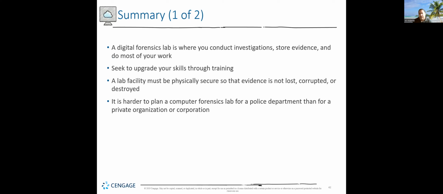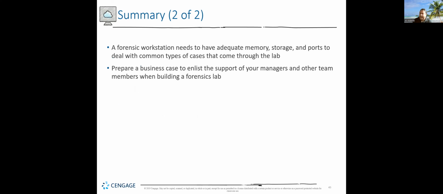Do you have enough funds to do it halfway, the whole way, or three quarters of the way? You have to learn to work with it. Private gives you more money. Same thing with corporations. They're essentially one and the same. I don't know why they're separated in this, but that's what I'm getting at. Anyways, a forensic workstation needs to have adequate memory, storage, and ports to deal with common types of cases that come to the lab. You have a powerful workhorse, right? Your lab is only as good as your workhorse.